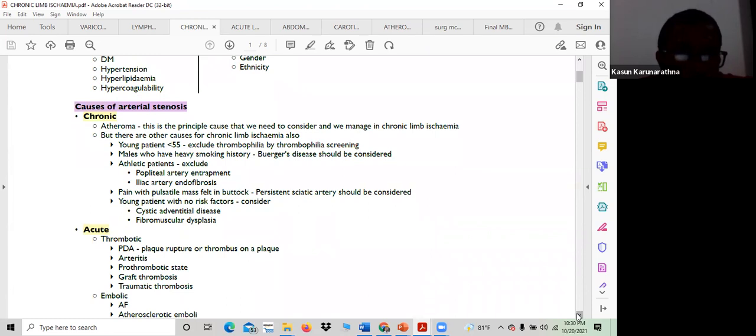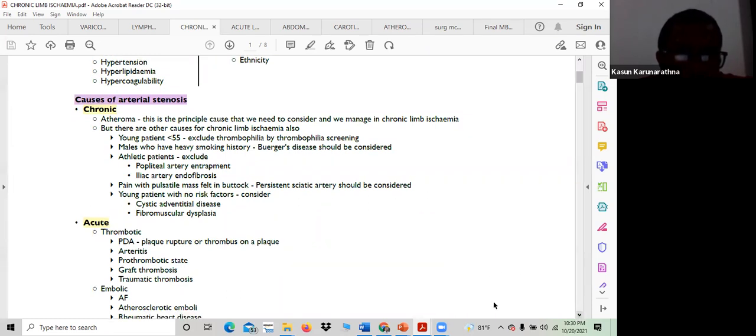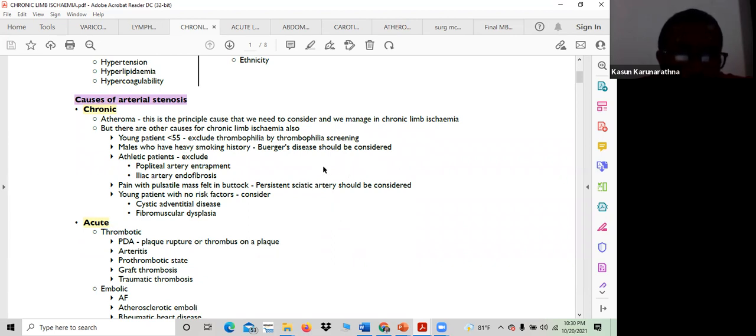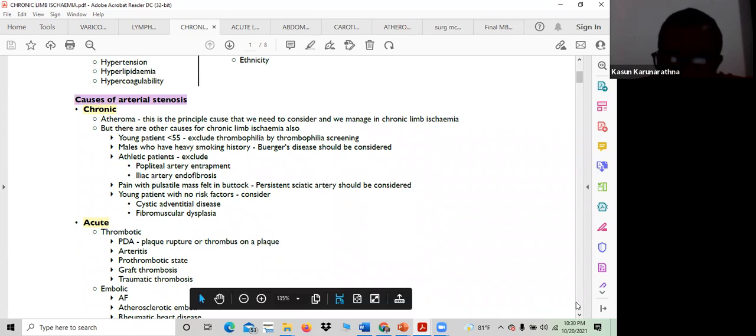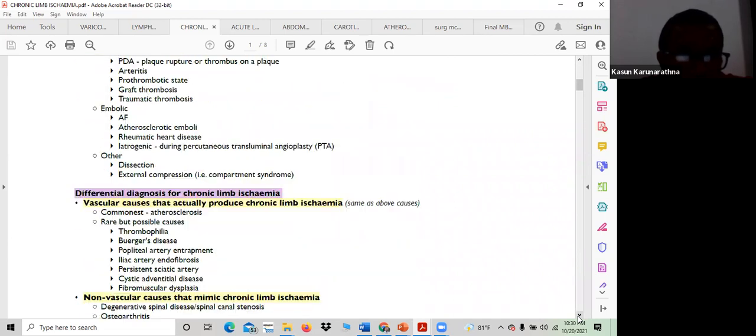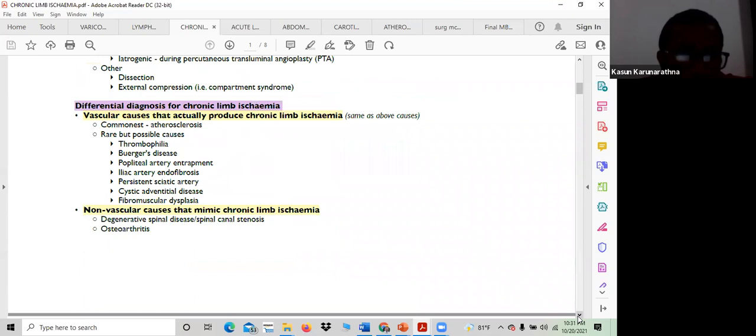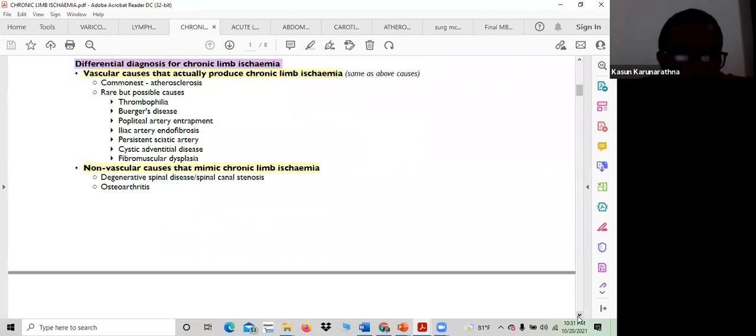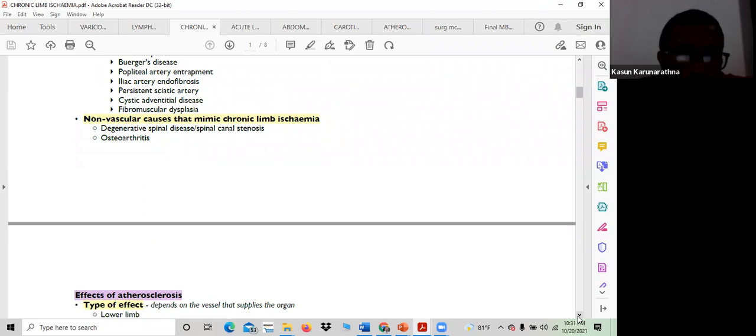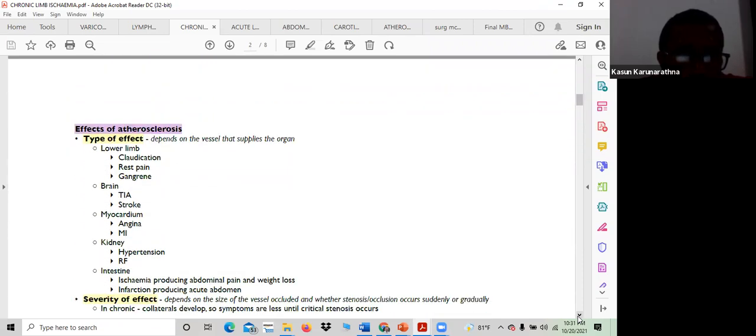If the patient is younger, then you have to think about other differential diagnoses, such as thrombophilia status. If the patient is a heavy smoker, you should think about Buerger's. In athletic patients, we should think about popliteal artery entrapment and iliac artery endofibrosis. Those are rare phenomena, right? Then differential diagnosis: vascular causes that actually produce chronic limb ischemia, and non-vascular causes, such as osteoarthritis, neurogenic and venous claudication. Right?